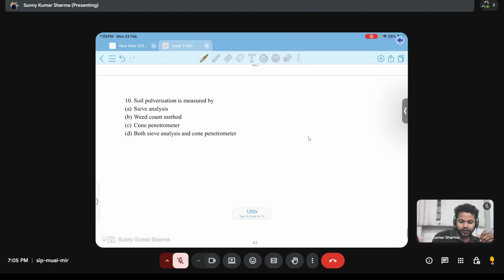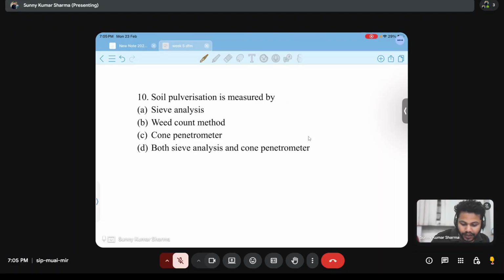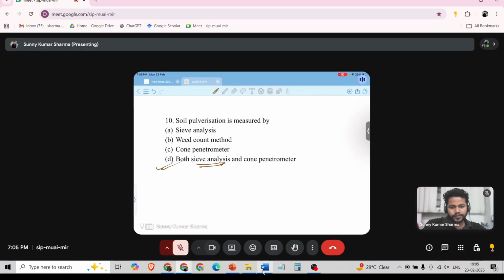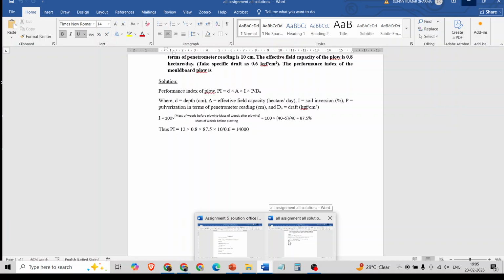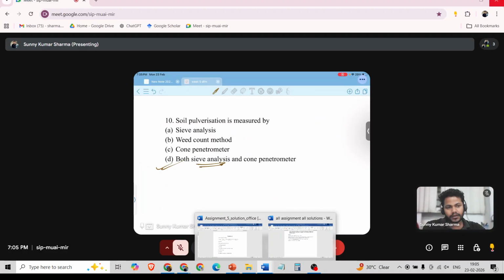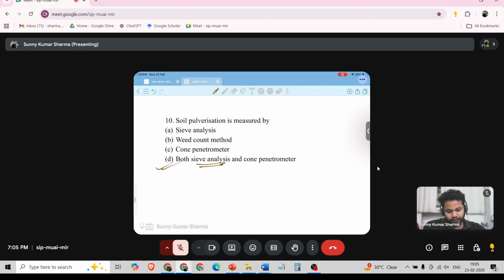The last question of week 5 is: soil pulverization is measured by. This is also a simple and direct question. Yes, sir, option D, sir. Both sieve analysis and cone penetrometer. Sieve analysis for soil pulverization, yes, that is correct. So we have solved all the questions of week 5.